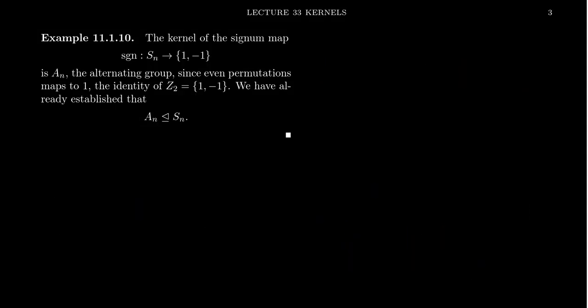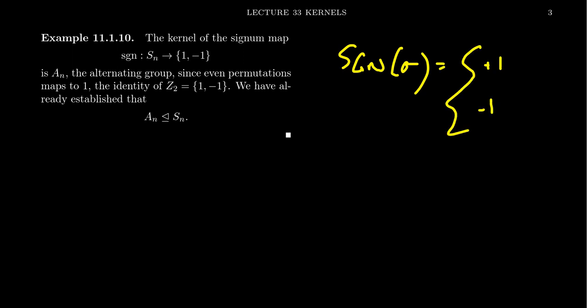Some other examples. Let's consider the homomorphisms we saw previously. Let's take the signum map. Remember, this is the map signum of sigma here. This will give you plus 1 or minus 1. When sigma is even, it'll give you plus 1, and when sigma is odd, it'll give you a minus 1. So we proved previously this is a homomorphism.